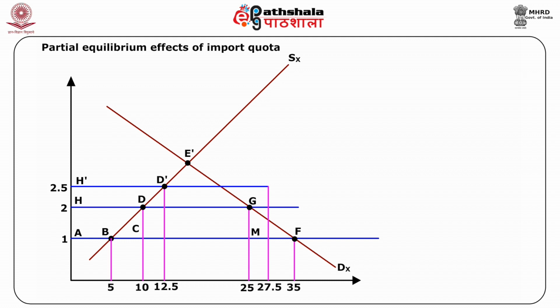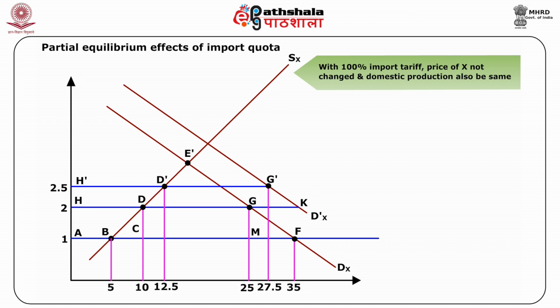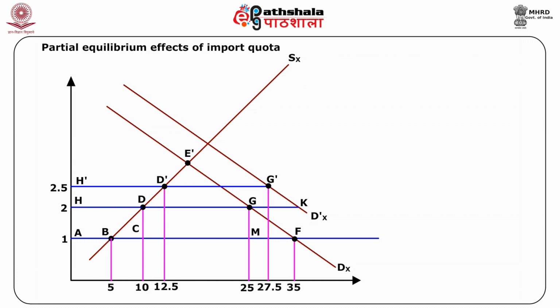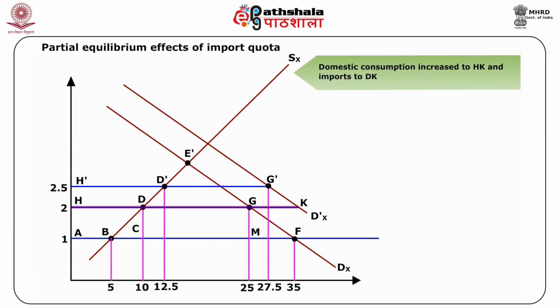Thus, consumption is reduced by FM and domestic production is increased by 5 (BC) with an import quota of 15 (DG). With an upward shift of Dx to D'x, the given import quota of 15 (D'G') will result in the domestic price of X rising to Px = 2.50 and domestic production rising to H'D' = 12.5, and domestic consumption to H'G'. On the other hand, if demand is increased from Dx to D'x and with the given 100% import tariff, the price of X would not have changed and domestic production would also be the same, that is 10 (HD), but domestic consumption would have increased to HK and imports to DK.